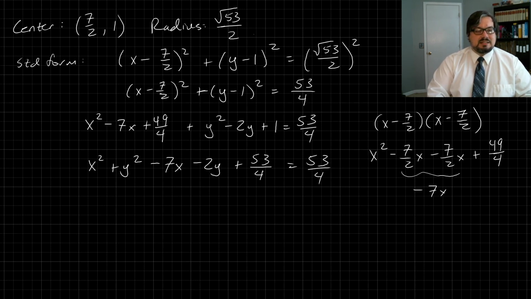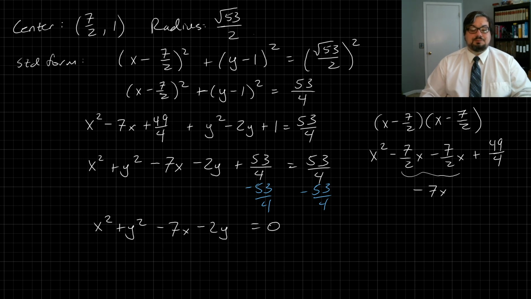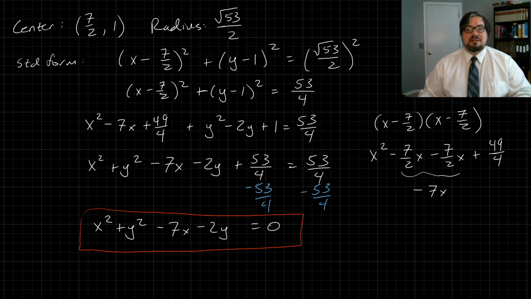And we see now that when we gather everything on the left, in fact, the constant terms are going to cancel, and we'll just be left with x squared plus y squared minus 7x minus 2y equals 0. And there's our answer. That is the general form of the circle that has a diameter with endpoints 0, 2 and 7, 0.